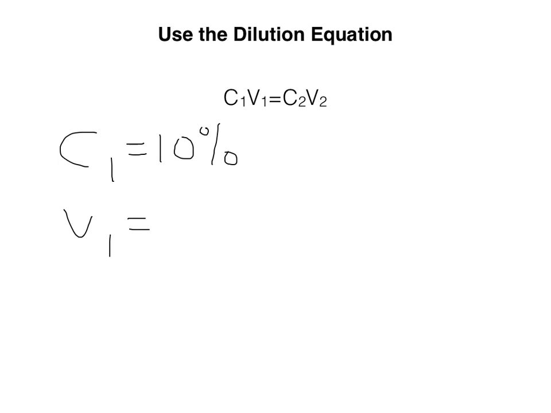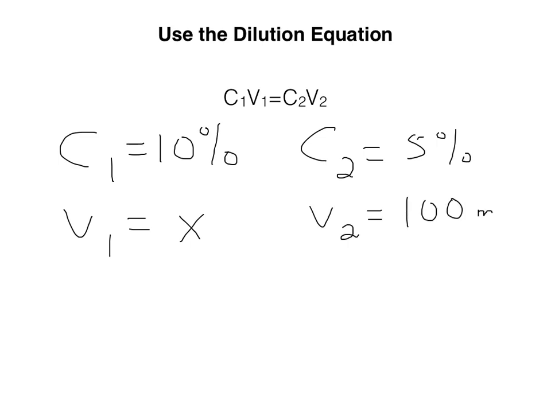I'm going to set V1 equal to X for right now, because in reality, I don't know what volume of C1 I'm going to need to use to make solution 2. In fact, I'm going to use this formula to solve for V1 to figure out what volume of solution 1 I'm going to need to use to make solution 2. Let's say that I want solution 2 to be a 5% solution, and that I want to make 100 milliliters of that 5% solution.